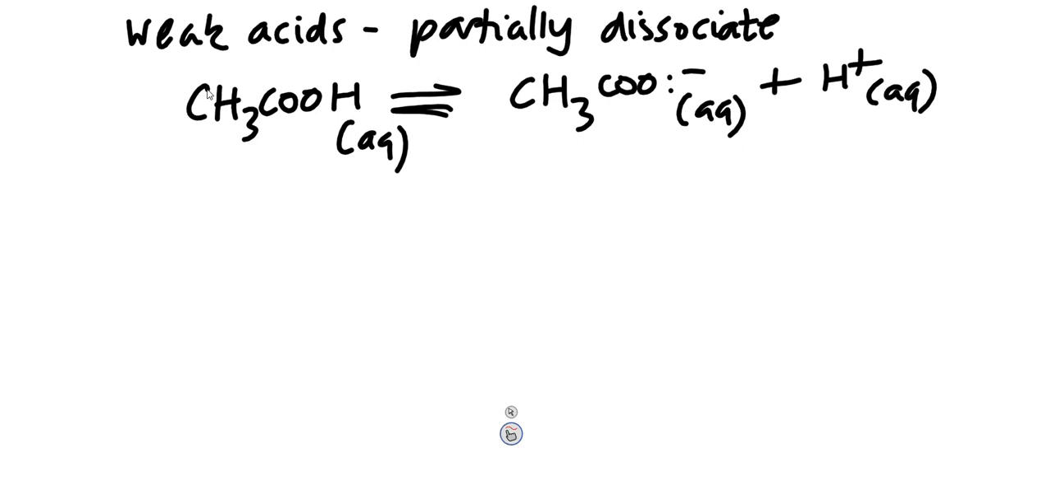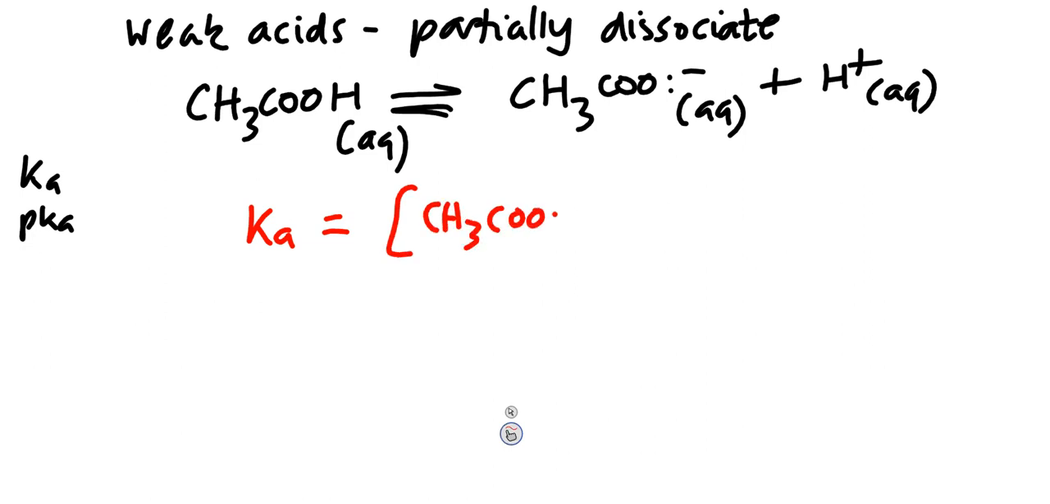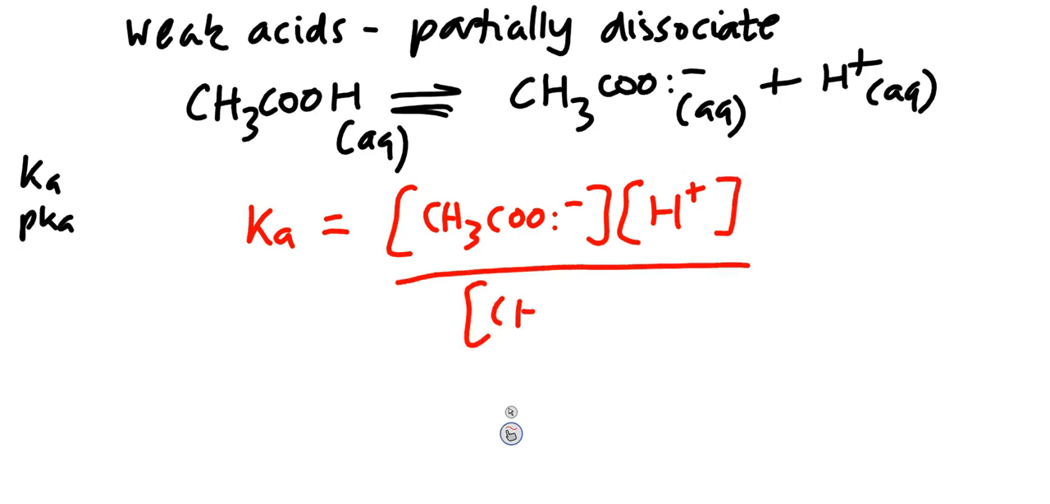Now, it's partially dissociating, so in the question we're either going to have a Ka or a pKa value. That's telling us about this equilibrium. And if we need to think about an expression for Ka, Ka is the acid dissociation constant, we're going to have the concentration of the products divided by the concentration of the reactants. It's like a special case of Kc, isn't it? We're dealing with acids here.